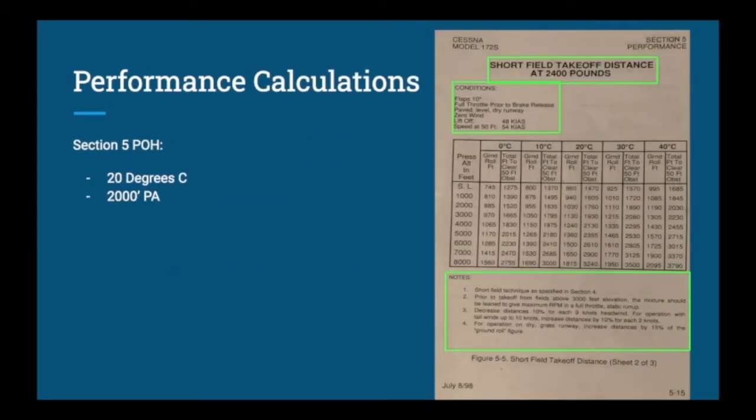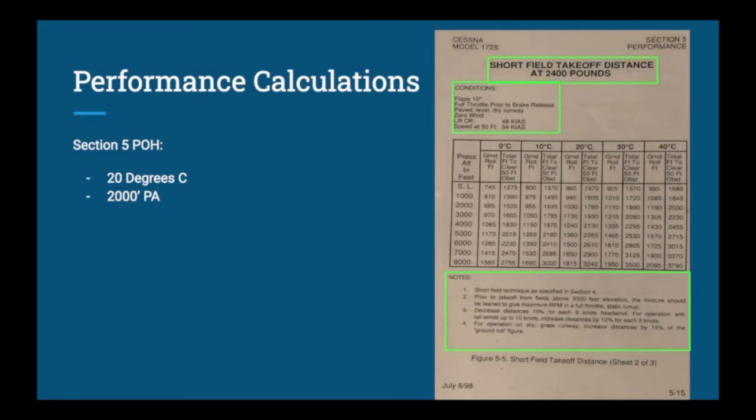So right out of our POH, here's the POH for a 172. We're looking at the short field takeoff distance at 2,400 pounds. It's important to note the weight and make sure you're using the proper chart, and also read through the conditions of the takeoff. These conditions: flap 10, full throttle prior to brake release, a level paved dry runway with no wind, and it gives a liftoff speed and a speed at 50 feet. This is basically your short field technique. So not all those conditions are going to apply with a normal takeoff for the 172.